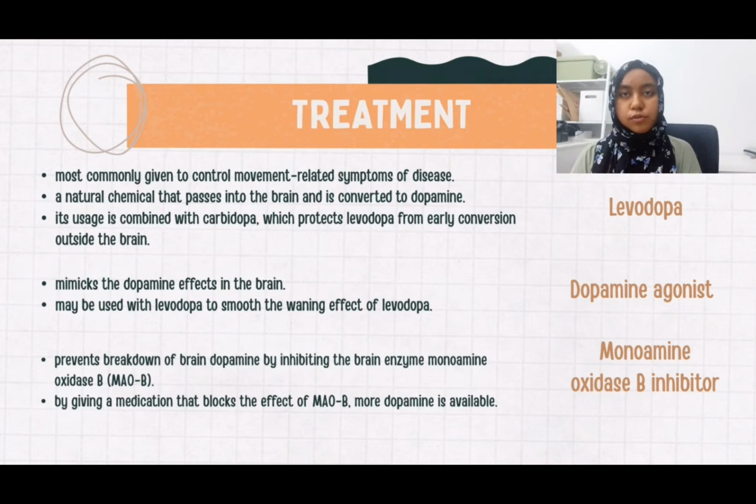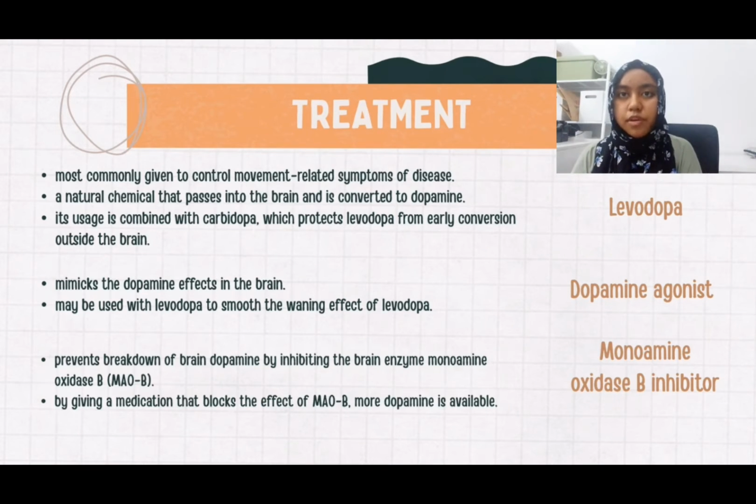As the disease progresses, the benefit from levodopa may become less stable, with a tendency to wane or wear off. Dopamine agonists are also being used as medications to treat Parkinson's symptoms. Unlike levodopa, dopamine agonists are not converted into dopamine, but mimic the dopamine effects in the brain instead. They last longer and may be used with levodopa to smooth the waning effect of levodopa, though they are not as effective as levodopa.